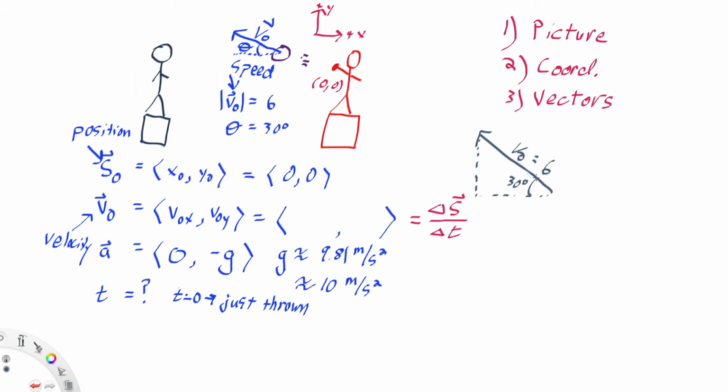So the fellow in red is throwing this ball 30 degrees above the horizontal with a speed of 6 meters a second. How much of that speed is in the x direction? How much of it is in the y direction?